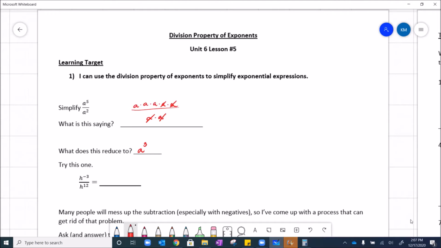Instead of writing this out 5 times and 2 times, the answer ends up being 5 minus 2. See where this has happened? Because we're doing division, we're going to subtract the exponents.